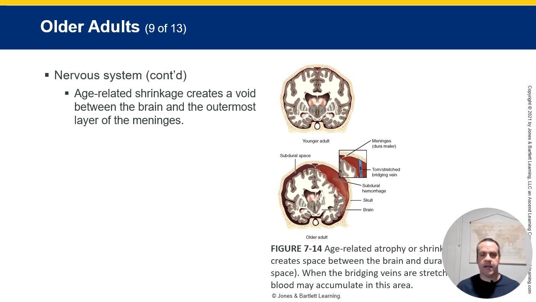Here's a critical structural change in the nervous system. Okay, it's called brain atrophy. This actually creates more space inside the skull, especially in the subdural space between the brain and the dura mater. This space increases the risk of subdural bleeding, especially when the bridging veins get stretched or torn. The scary part is that even a minor head injury, such as bumping the head in a fall, can lead to slow, progressive bleeding. The patient may not show signs or symptoms for hours or even days.